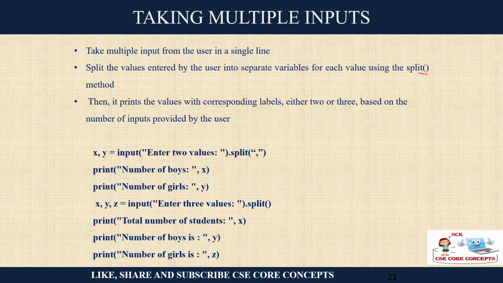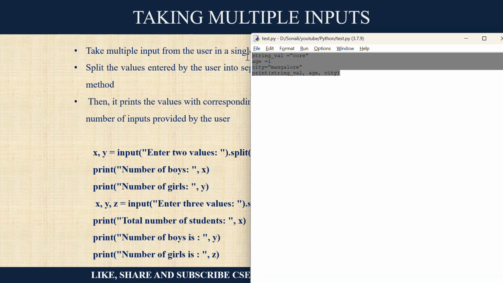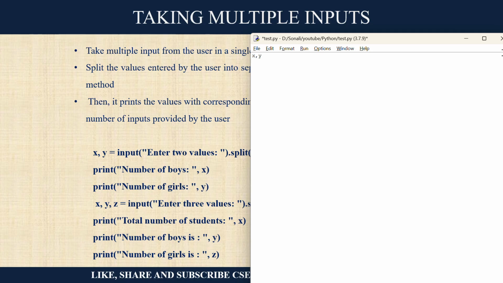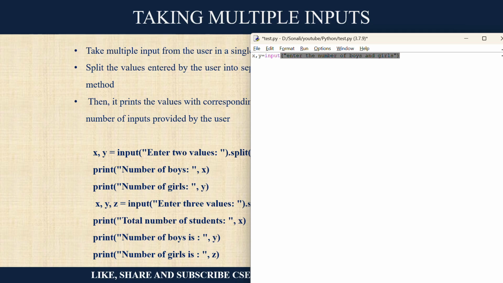So shall we see one example? Let's say I am not doing any typecasting right now. I am taking the input as a string only and I want to print it. Say I want to print the number of boys and girls in my class. So I am taking two inputs, multiple inputs, in one input statement. I am writing input, and I am writing "Enter the number of boys and girls". Understood? So this is what I have done.